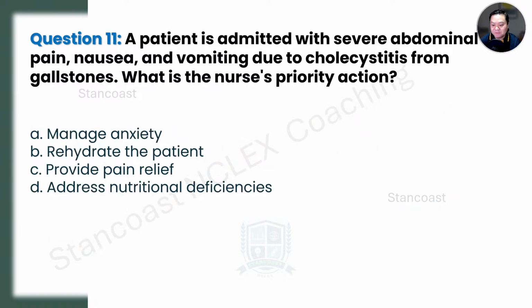Let's have number 11. A patient is admitted with severe abdominal pain, nausea, and vomiting due to cholecystitis from gallstones. What is the nurse's priority action?